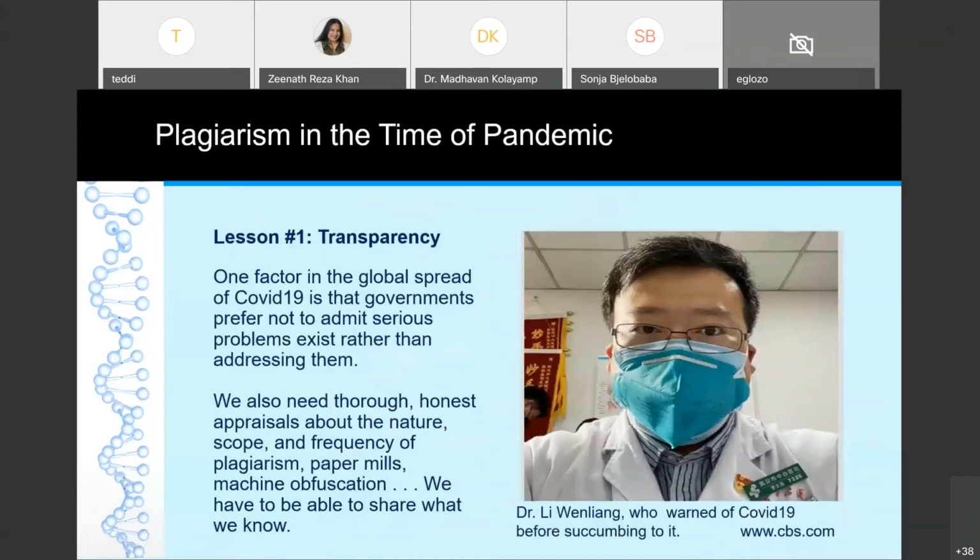So I was looking at the lessons that seem to apply both to the pandemic crisis and to the crisis that we have with respect to academic integrity. And the first lesson, the really critical lesson, is one about transparency. One of the huge complicating factors that's making the virus more difficult to deal with is that initially, at least, many governments did not necessarily recognize the danger as it occurred.